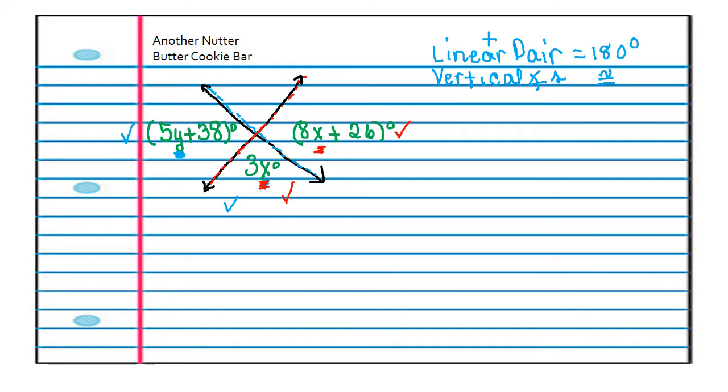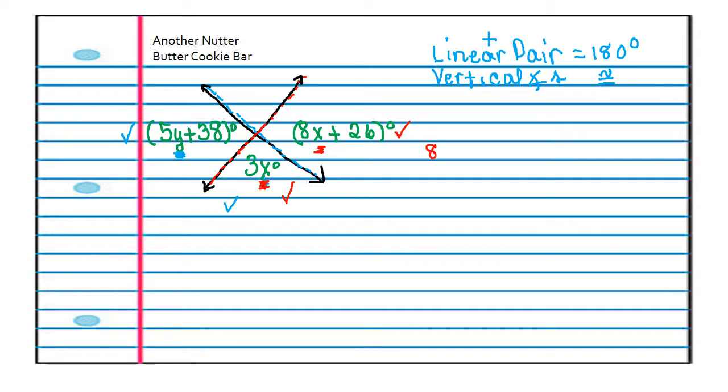Vertical angles would not work. That is, angles that are across from each other. The 5y plus the 38 equals the 8x plus the 26. But again, we have a problem of having a y and an x. So let's go find the x first, because once we find x, we can go find y.